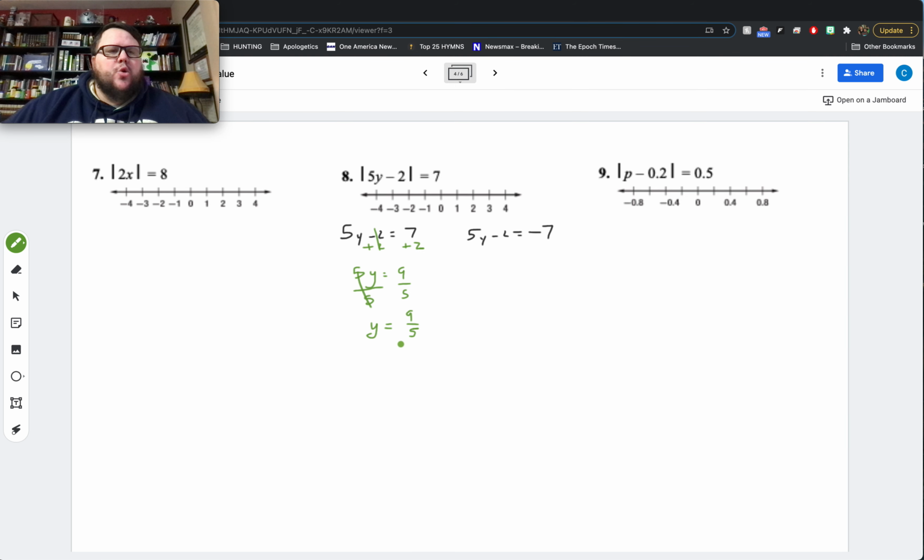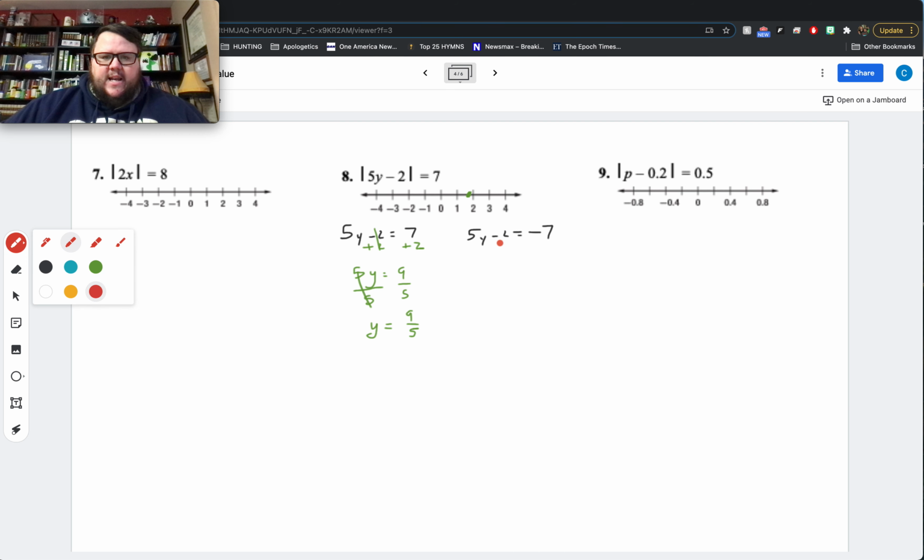Remember, 10 over 5 is equal to 2, so 9 over 5 is just shy of 2. So I'm going to go over here. It doesn't have to be perfect, but I'm going to put it right in between 1 and 2, but closer to the 2 side. That's my point right there. As you can see.